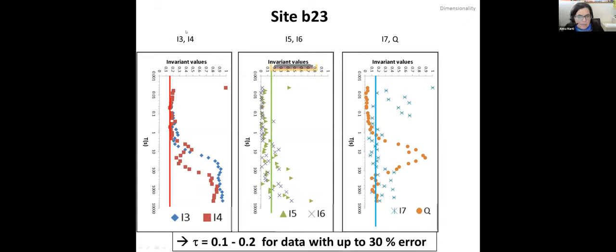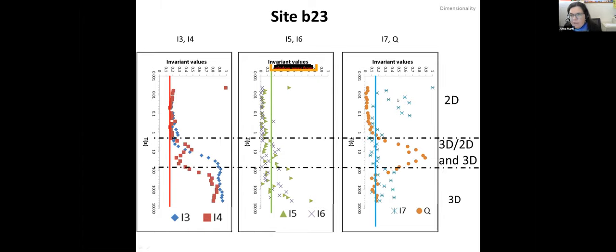I3 and I4 are almost always above the threshold, and following this recommendation, I use a threshold of 0.15. I5 and I6 are low for short periods, but increase as we go to longer periods. And I7 and Q: I7 first is large, but because Q is very small, it's like if either one of these is zero, it's like zero for both. But again, I7 increases with the period.